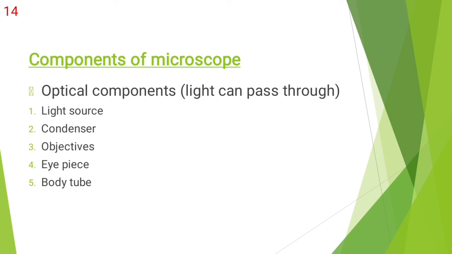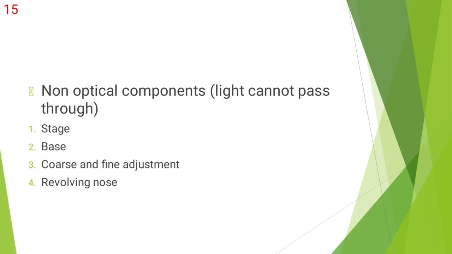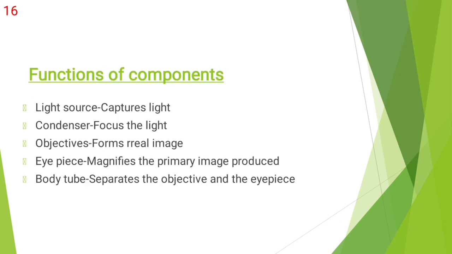Next we can see the components of a microscope. First is optical components. They can pass light. They include light source, condenser, objectives, eyepiece and body tube. Non-optical components include stage, base, coarse and fine adjustment, and revolving nose. They cannot pass light. The functions of components: light source will capture light. Condenser focuses the light. Objectives form the real image. Eyepiece magnifies the primary image produced, and the body tube separates the objective and the eyepiece.